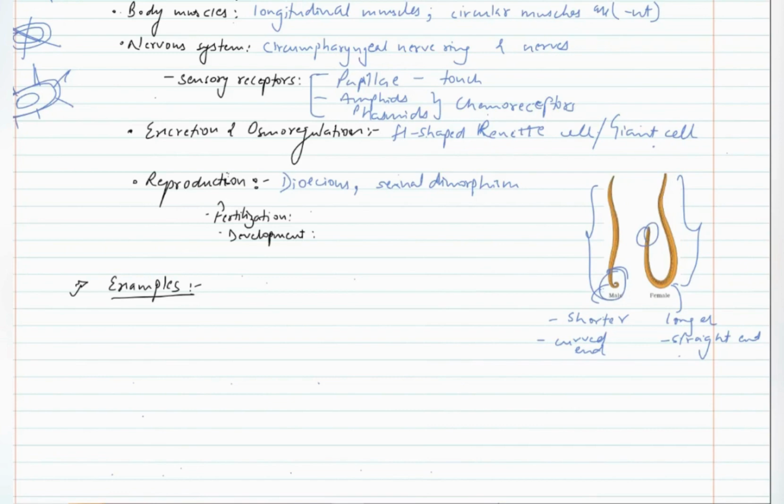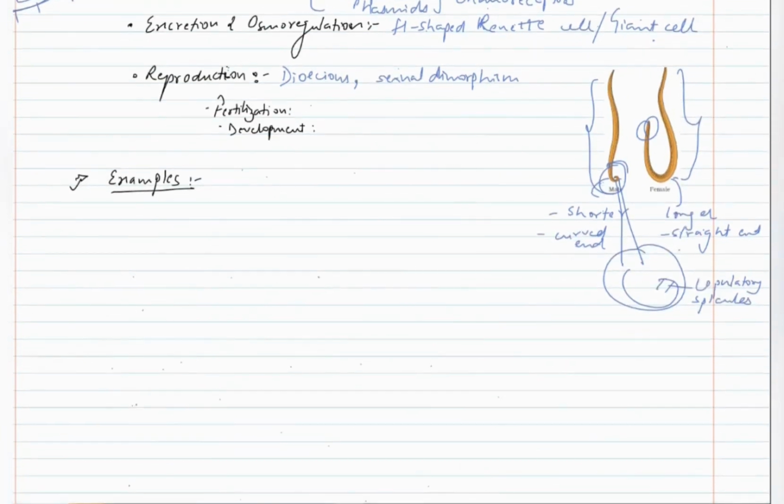If you closely look at the end of the male body, you will see this is curved like this. You will see the presence of copulatory spicules. So males and females appear different, which is known as sexual dimorphism. Fertilization is mostly internal, that is, it takes place inside the body, and development may be direct or indirect. Direct development means there is no larval stage, and indirect development means there is an intermediate larval stage which does not resemble the adult.